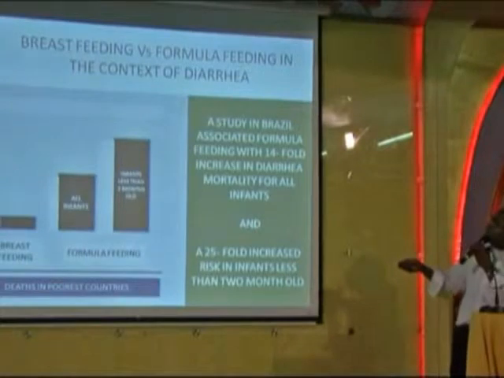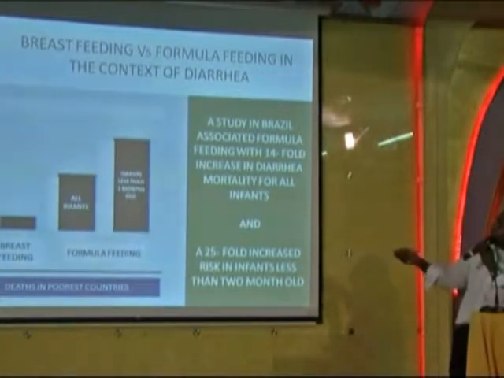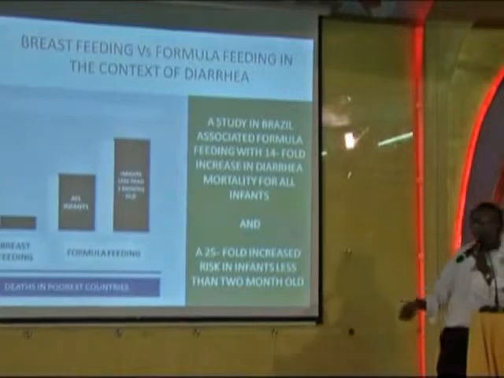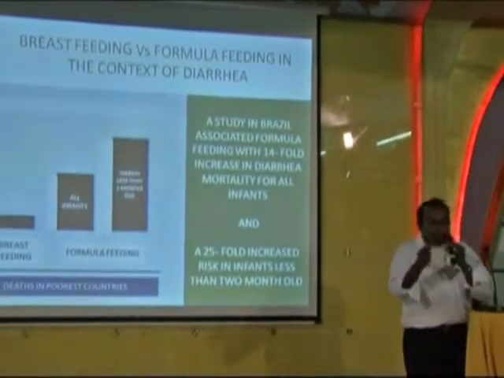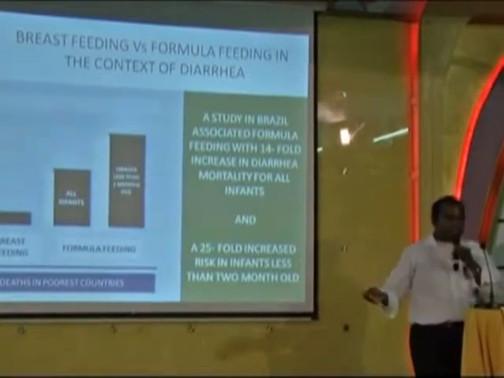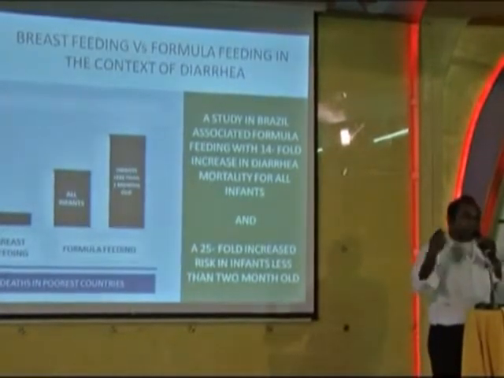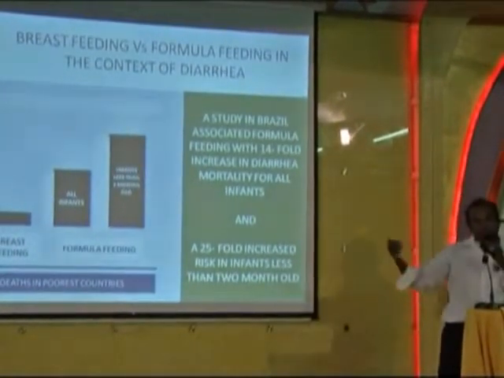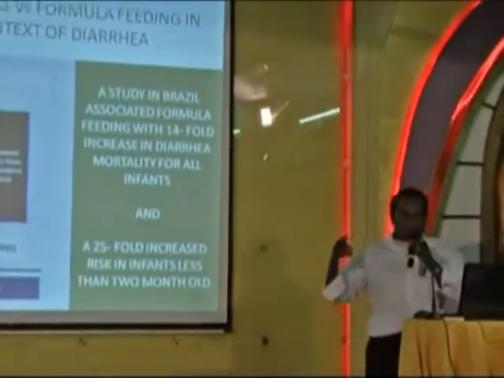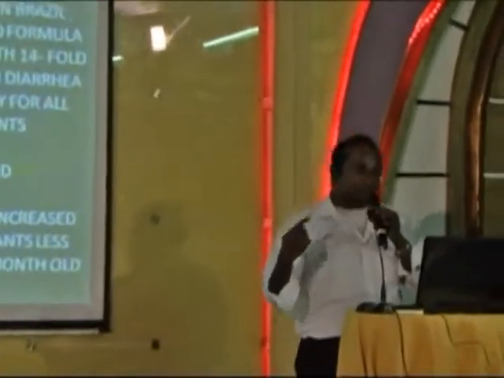See the chances of the baby dying as a result of diarrhea. The diarrheal death is very high for all infants in general, and for infants less than 2 months, the diarrhea mortality is very high. So the baby can die of two things: one is pneumonia, and the other is diarrhea. Let's forget about the issue of HIV and AIDS. At the end of the day, we need to save the child. So the issue of diarrhea is one of the reasons why we have thought about exclusive breastfeeding.